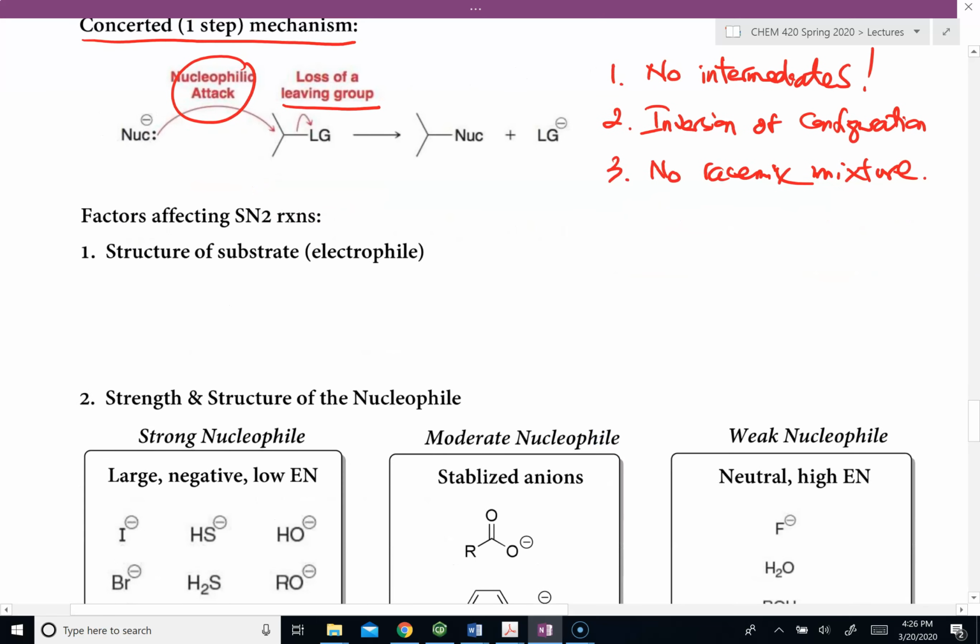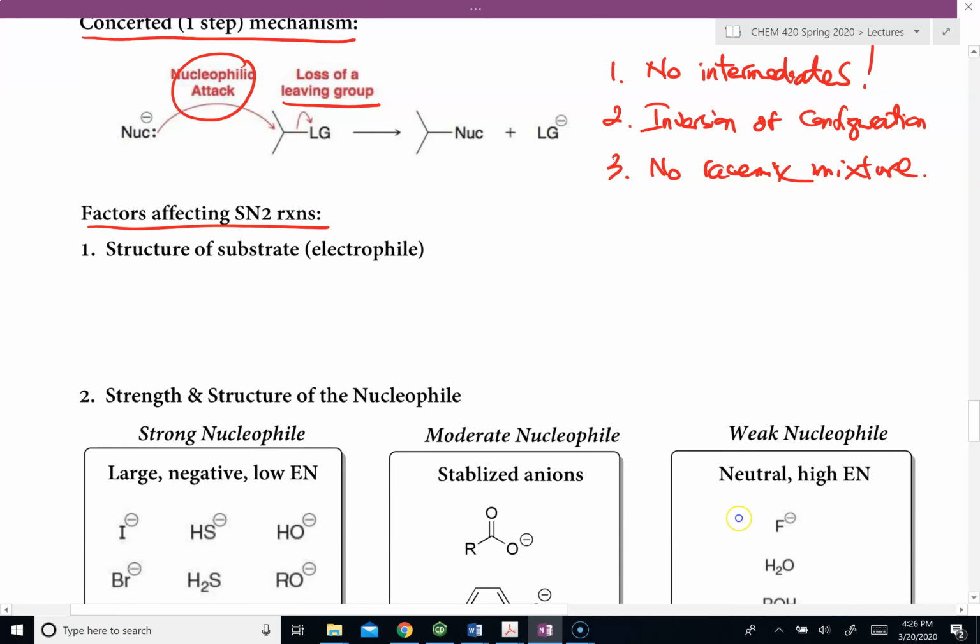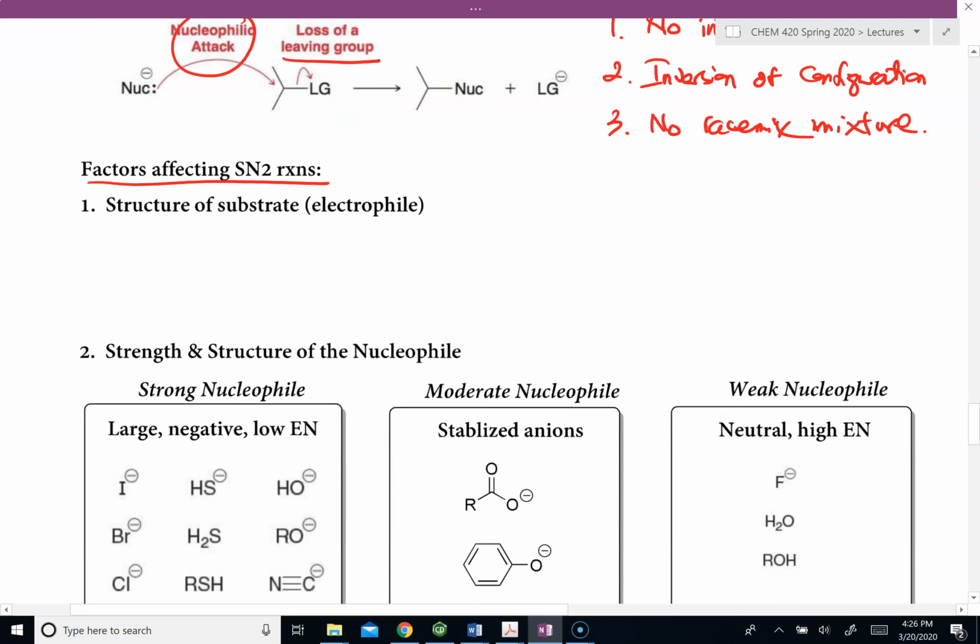And below are 4 of the factors that can affect SN2 reaction. First one, the structure of the substrate. We have seen already in a previous lecture that the structure of the substrate can influence the SN2 reaction significantly, in which the less substituted the substrate, the faster the rate of the reaction. So in this case, the structure of the substrate refers to the substitution on the alpha carbon.